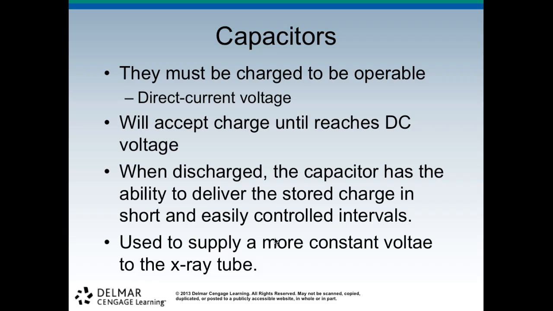So capacitors must be charged to be operable. They use direct current voltage and will accept charge until it reaches the DC charge. When discharged, the capacitor has the ability to deliver and store charge in short and easily controlled intervals, and it's used to supply a more constant voltage to the X-ray tube. So we use the capacitors when we're working with the portables.